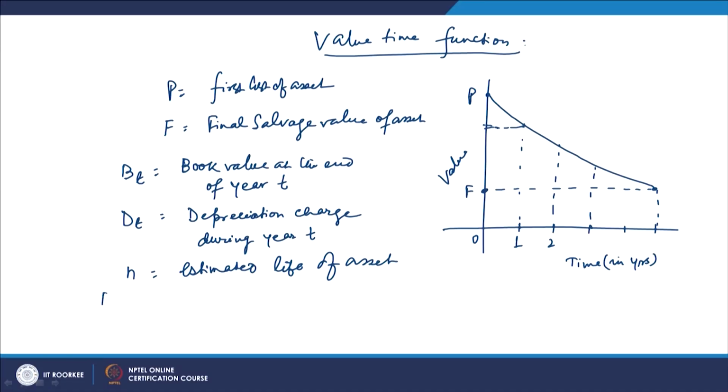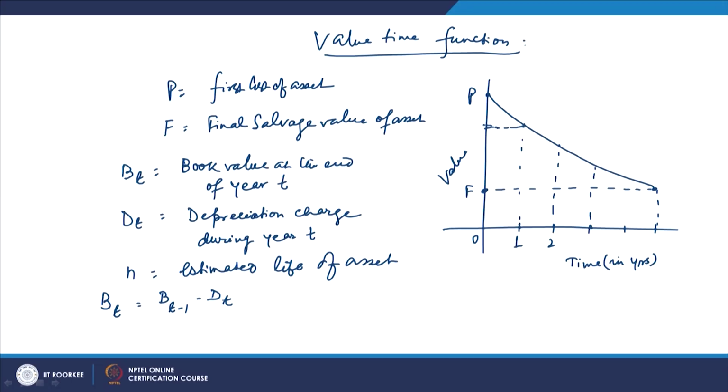If you take it in the standard way, the book value at the end of year t will be nothing but the book value at the end of year t minus 1 minus Dt. So, this is how the book value is defined at the end of any year t. B1 will be B0 minus D1. Similarly, B2 will be B1 minus D2, and so on. Depending upon how you go on changing this value, you can get these values.